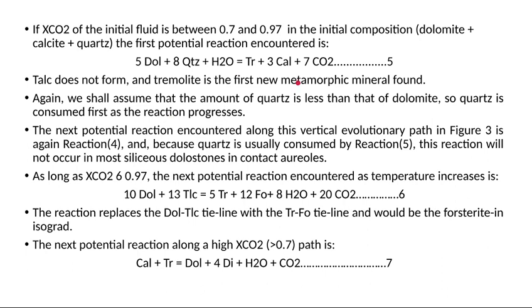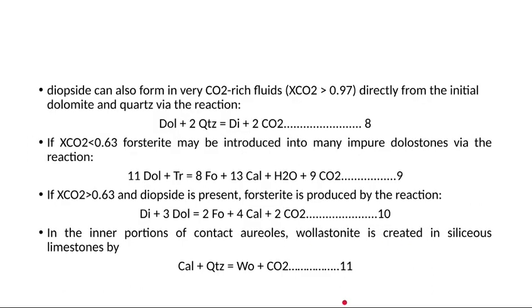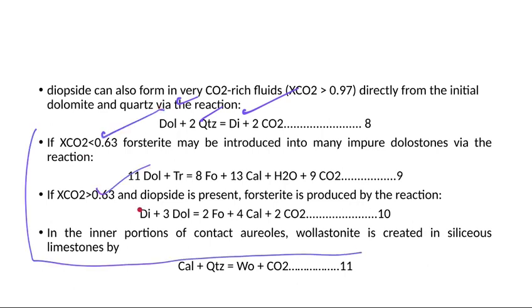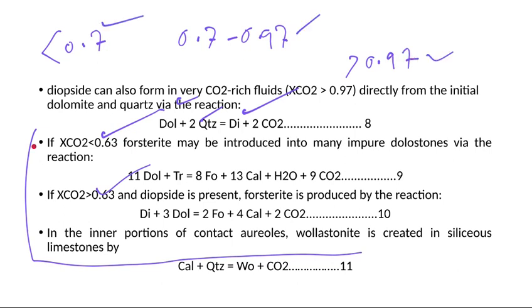Okay, so let's skip this thing, 0.7 to 0.97. And after that, greater than 0.97, dolomite plus quartz will directly give diopside. Then dolomite plus tremolite. XCO2 less than 0.63, forsterite may be introduced. So this is not important. This is XCO2 greater than 0.63, also not important. You just memorize, just remember these three things: less than 0.7, 0.7 to 0.97, and greater than 0.97. These three will be important.